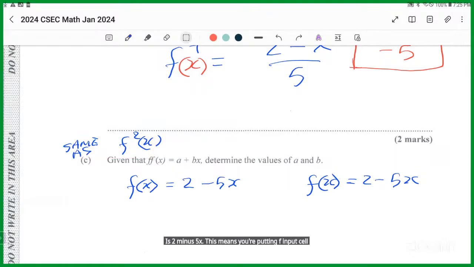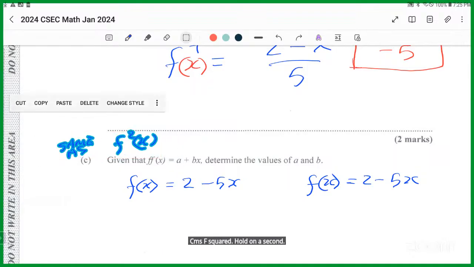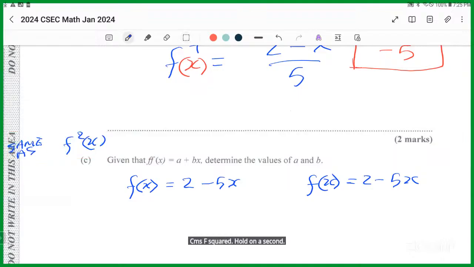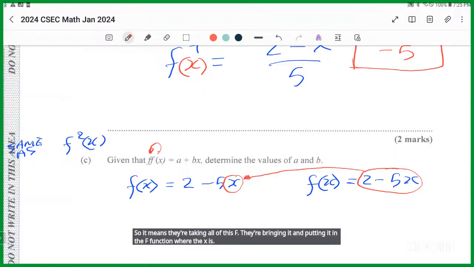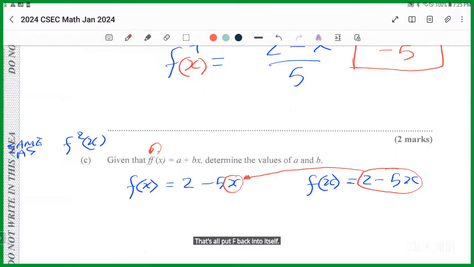Same as f squared. Hold on a second. So this here means f into f. So it means you're taking all of this f, and you're putting it in the f function where the x is. That's how we put f back into itself. And you basically write the construct of that result.